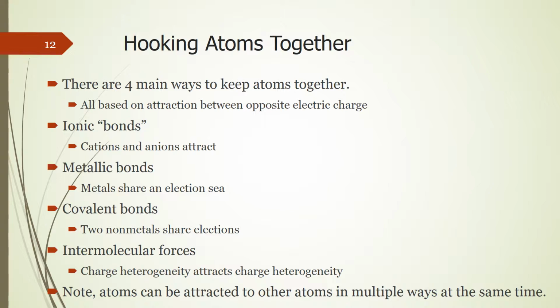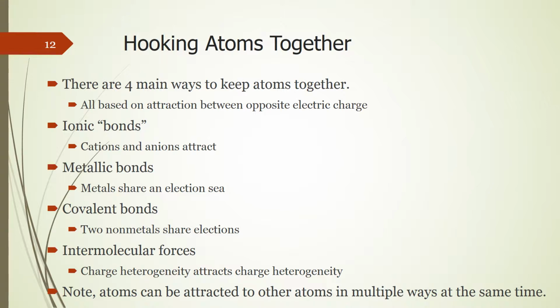If you have cations, remember from Unit 3, cations are going to be an atom that is short an electron. Well, if it's short an electron, it's going to be positively charged. Anions are an atom that is plus an electron. It's got an extra electron, or 2, or 3, or more.